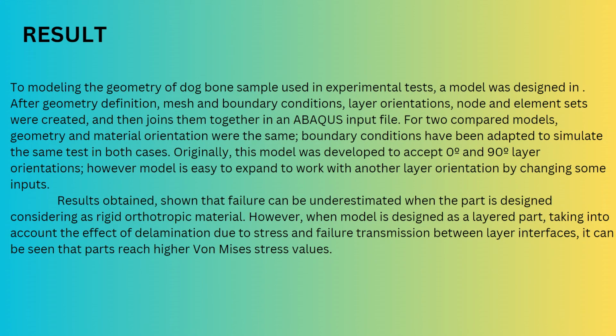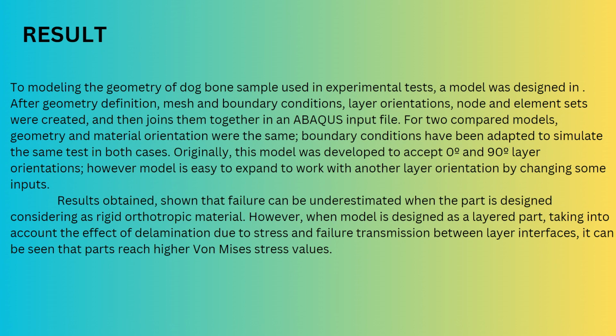Result. To model the geometry of a dog bone sample used in the experimental test, a model was designed. After geometry definition, mesh and boundary conditions, layer orientation, and element sets were created, and then joined together in an ABAQUS input file. For the two compared models, geometry and material orientations were the same. Boundary conditions have been adapted to simulate the same test in both cases.